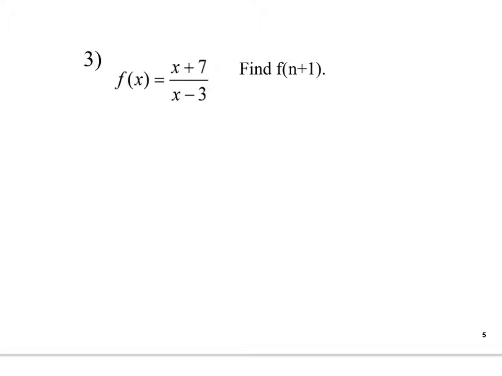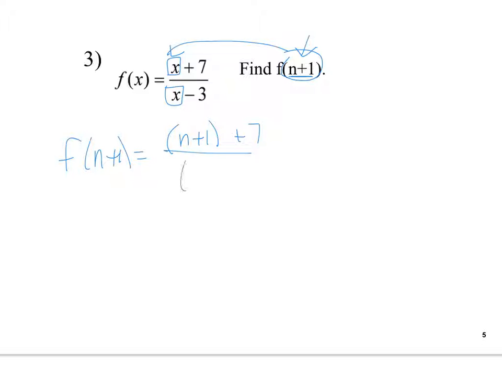All right. Now we can also put n plus 1 in its spot. Not only can we put 3 or 4 or negative 2, but you can put whole expressions into the spot where the x is. So this is x, and I do like to use parentheses when I do this. So f of n plus 1 is n plus 1 plus 7 over n plus 1 minus 3.